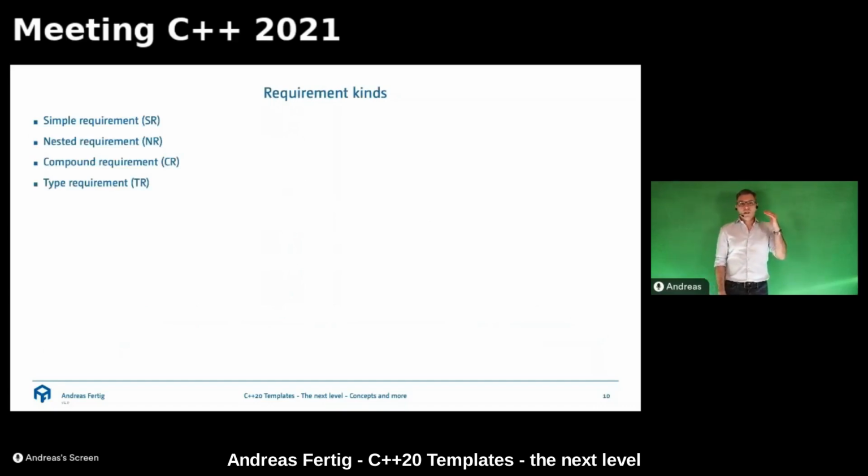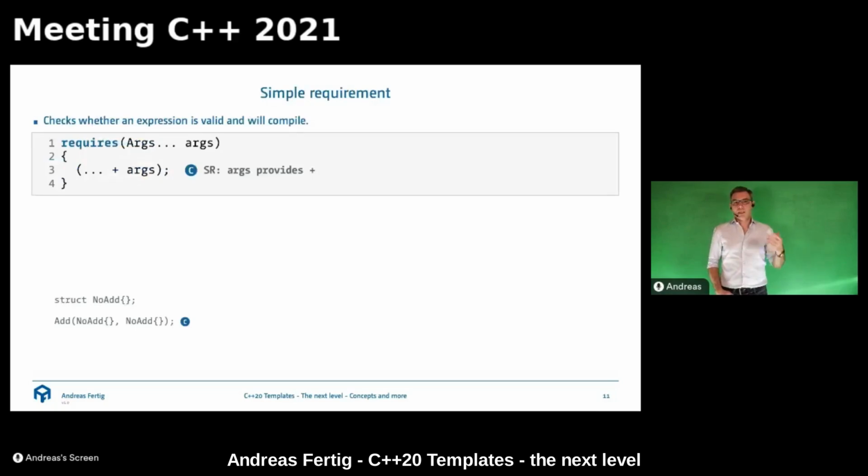Now, in this requires expression, we can use 4 different kinds of requirements. We can use a simple requirement, a nested requirement, a compound requirement, and a type requirement. The last one doesn't make sense for this example, so I will show you an example of this later. And let's start simple with a simple requirement. A simple requirement checks whether an expression is valid and will compile. That's all it does. So here in line number 1, I'm starting my requires expression. I'm using the parameter pack args. And in line number 3, I'm formulating the simple requirement by reproducing the fold expression I use in the function's body. That's a repetition I dislike, but that's mostly subject to the example I chose here.